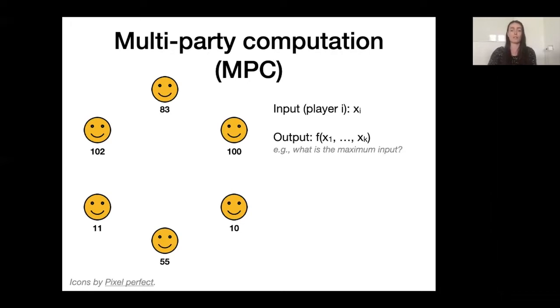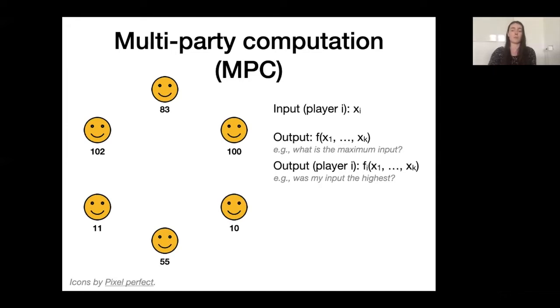Or more generally, they may want to compute individualized functions f_i so that each player learns some different piece of information. For example, they may want to know, was my input the highest, in which case only the player with input 102 will get the output true, while all other players get false. And the goal in multi-party computation is to compute such functions while keeping your own input a secret.